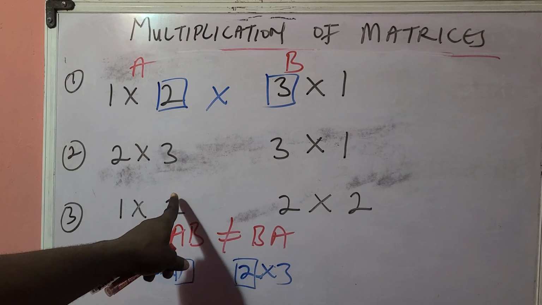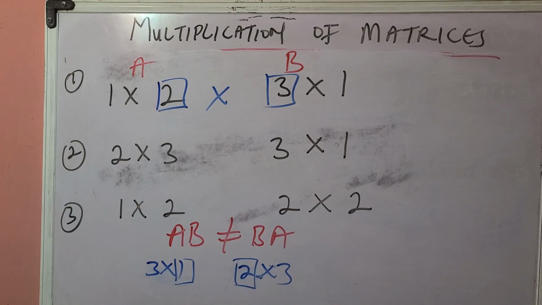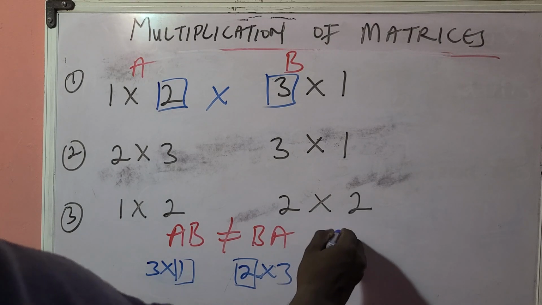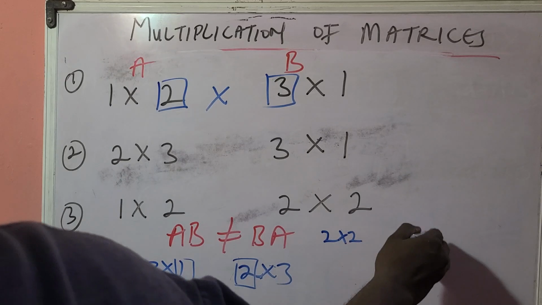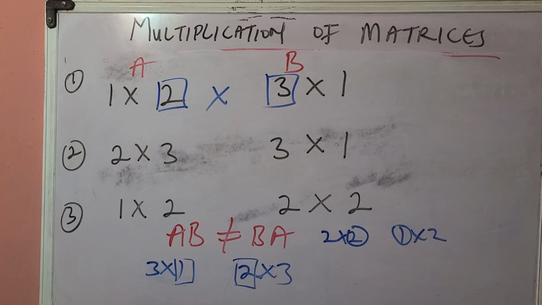You can see the last one. A times B can happen, but let's see, can B times A happen? 2 by 2 meeting 1 by 2. It cannot happen. So you can see B times A and A times B are not always the same thing.